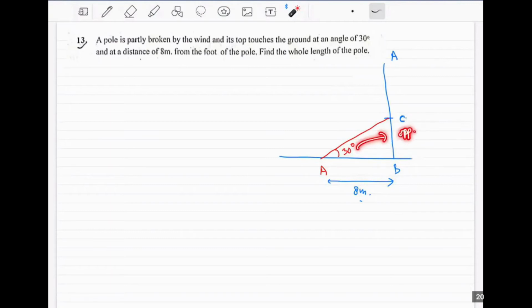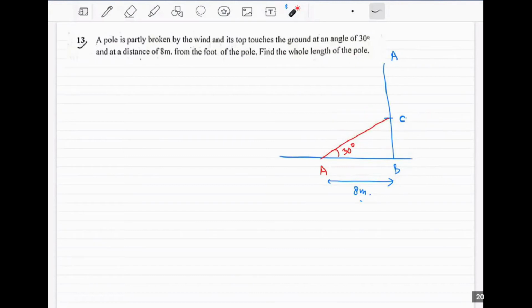This is opposite and this is the hypotenuse. Our goal is to find out BC and AC. We are not going to find out AC from here, but rather from the right angle triangle. We will find out BC from here, AC from here. We will add the two, and then we will get the whole length of it, right?